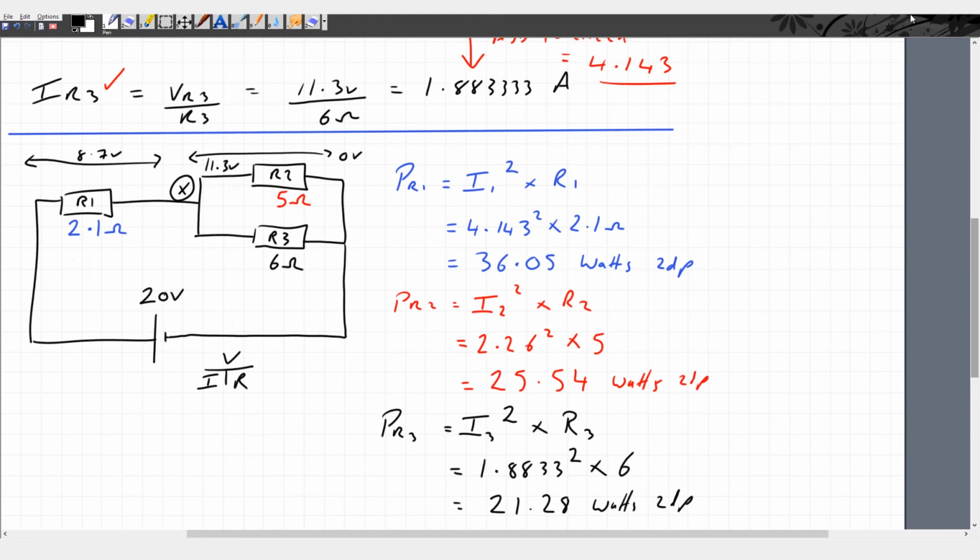Just remember that the main current flows through R1, then it splits off into two smaller ones, and we use Ohm's law and P equals I squared R for power.